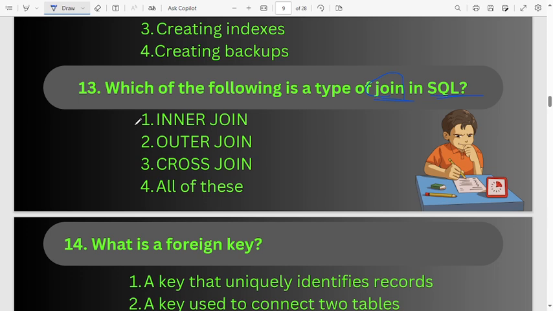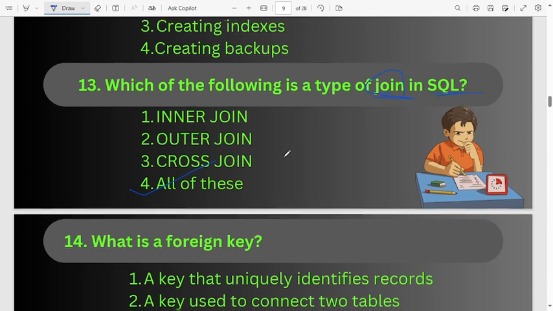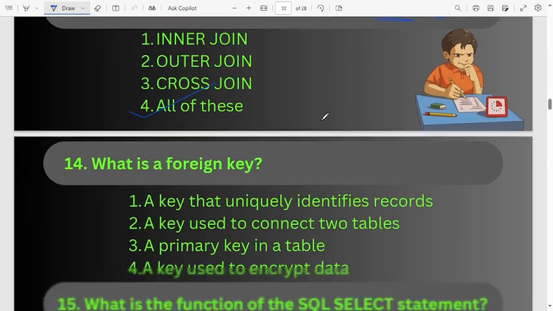So the right answer will be all of these: inner join, outer join, cross join, left join, right join, full outer join. These are kinds of joins. So these all are kinds of joins.